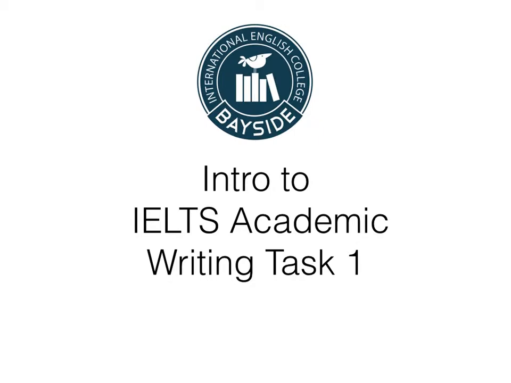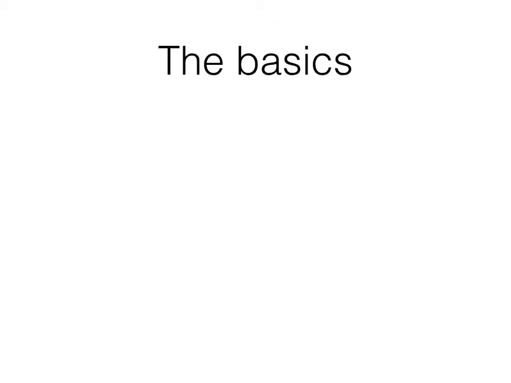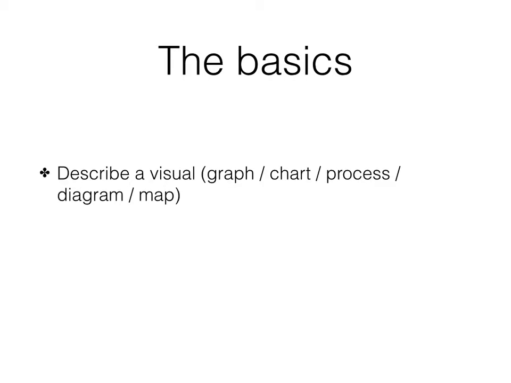In this video, I'll be outlining the requirements of the Academic Writing Task 1. Let's start with the basics. You're asked to describe a visual, a graph, chart, process, diagram, or map. And you might need to describe more than one of these together.